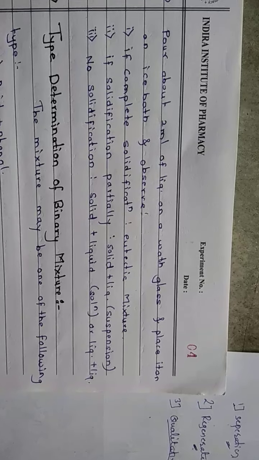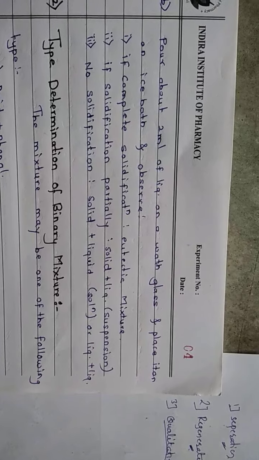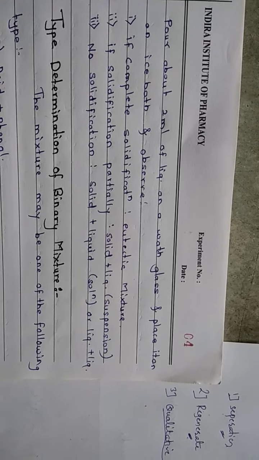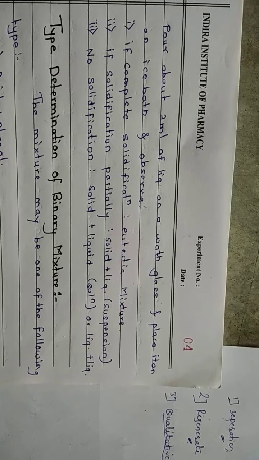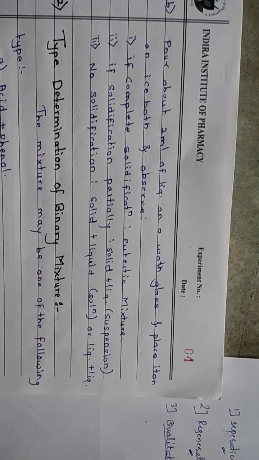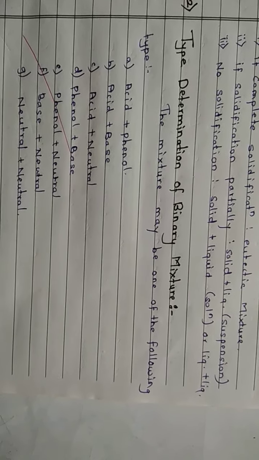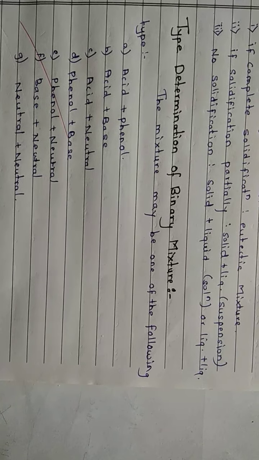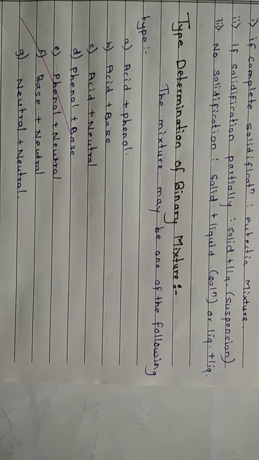If only some part of the liquid solidifies, that means one compound is a solid and the other a liquid, but the solid is slightly soluble or insoluble in the liquid. And if no solidification takes place, that means your mixture consists of two liquids, or one solid and one liquid in which the solid is completely dissolved in the liquid. Now the next part, the type of binary mixture. As I have told, it may be acid-phenol, acid-base, acid-neutral, phenol-base, phenol-neutral, base-neutral, or neutral-neutral.